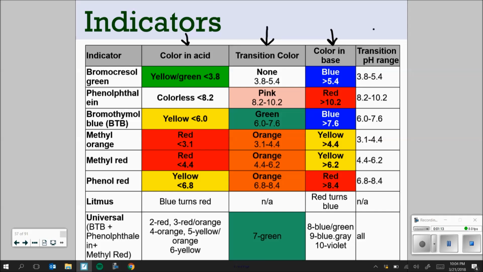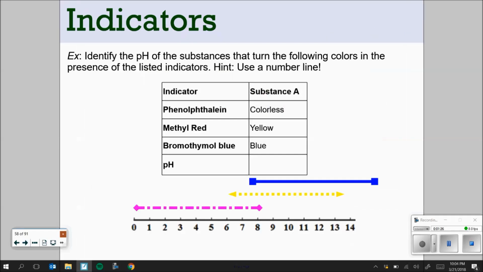And then we also have listed here a transitional pH range, which you note lines up with the top end of the acid and the bottom end of the base color. We're going to use this chart and refer back to it for the next few problems. I can actually identify the pH of a substance if I test it with different indicators, or at least get pretty close to it and find a fairly specific range.